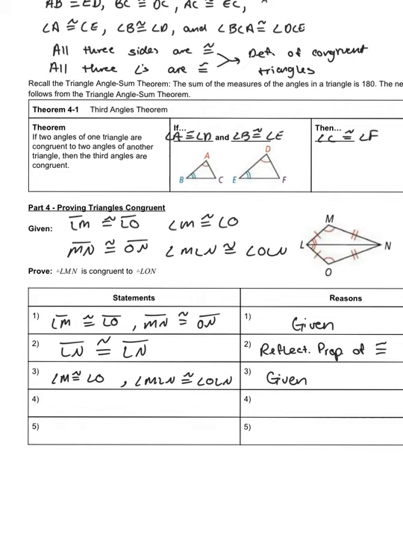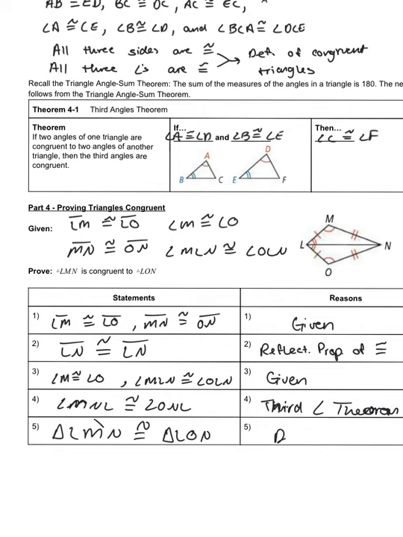So if these two pairs of angles are congruent, then the third angle, which is angle MNL, and angle ONL are congruent by the third angle theorem. Okay? And then since all three angles are congruent and all three sides are congruent, we can say that triangle LMN is congruent to triangle LON by the definition of congruent triangles.